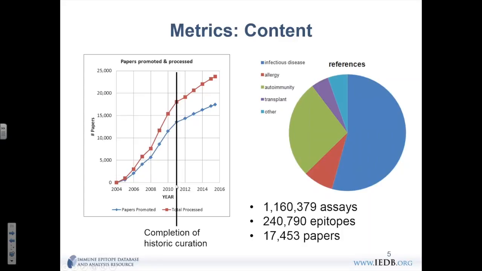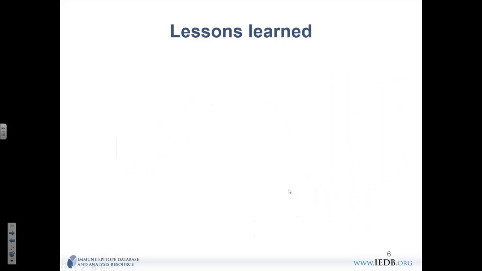In 2011, we finished curation of the historic backlog. So our scope was everything, and the earliest papers that we have typically start in the 50s. And then we were current, and NIH said, that's great. Now we can cut your funding by two thirds. And they did. And so since then we are at steady state and curating things as they come in, with at this point over 1 million different experiments, categorizing 240,000 epitopes and over 17,000 papers.